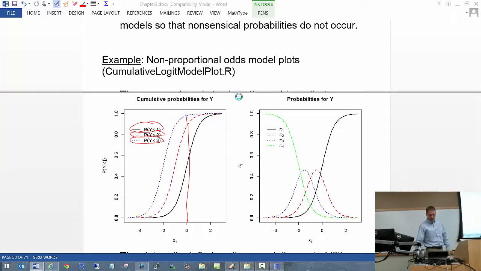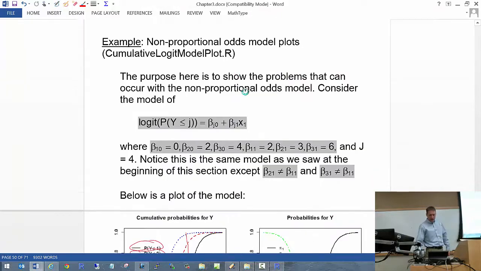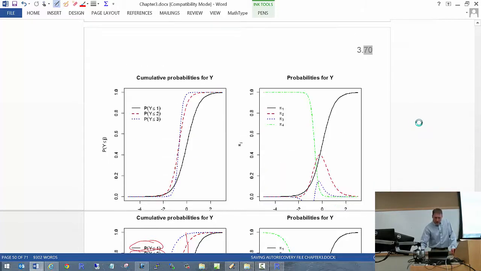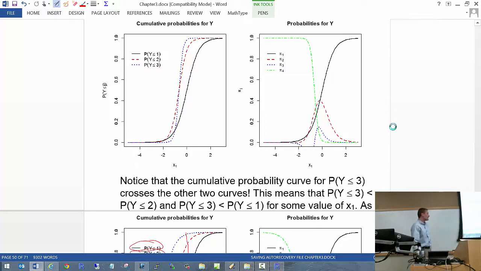Now let's change things a little bit here. Suppose I use exactly the same model. So I have exactly the same beta j zeros, except for now with a non-proportional odds model, I'm going to allow my beta j 1s to change. And I'm going to set the first one equal to 2, which was what we had for beta 1 in the previous set of plots. But now I'm going to let beta 2 1 be 3, and beta 3 1 be 6. Let's do the plots again using the curve function, and this is what we get.